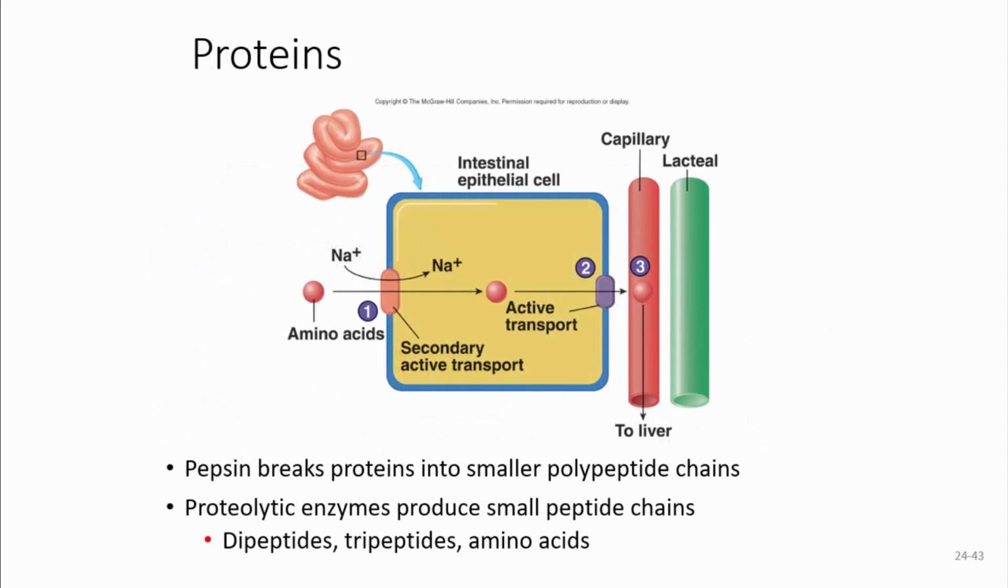And then proteins. Pepsins break down proteins into smaller polypeptide chains. And basically, we have to get it down to the amino acids. So these proteolytic enzymes produce the small peptide chains, the dipeptides, the tripeptides, and again, down to amino acids. The amino acids are brought into the cell through secondary active transport. And through active transport, it's brought out of the cell and it goes into the capillaries to the liver for processing.